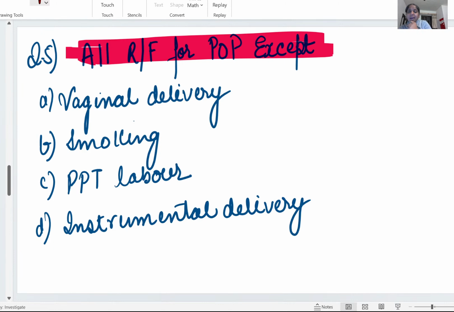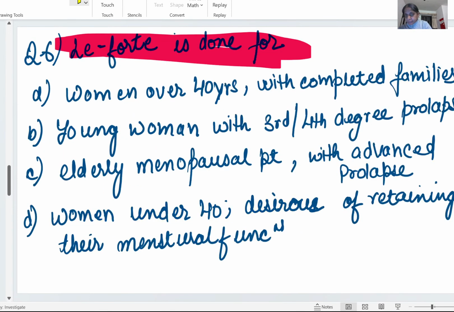Now, all are risk factors for pelvic organ prolapse except, answer is instrumental delivery, because instrumental delivery fastens the second stage. Okay. Le Fort is done for elderly menopausal patients with advanced prolapse.